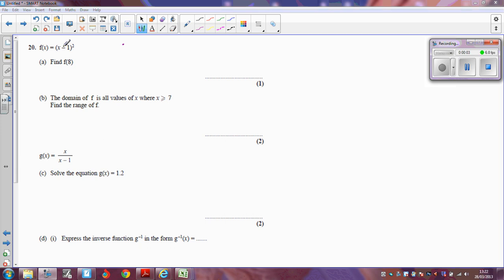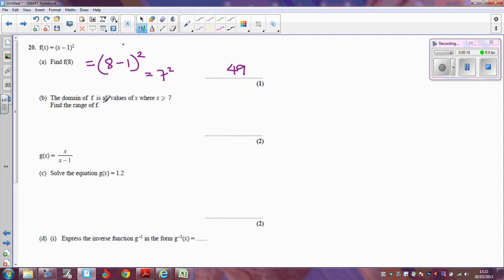Okay, so we're told that f of x is equal to (x minus 1) squared, and we want to find f of 8. So f of 8 is going to be (8 minus 1) squared, and (8 minus 1) squared is the same as 7 squared, and 7 squared is 49.